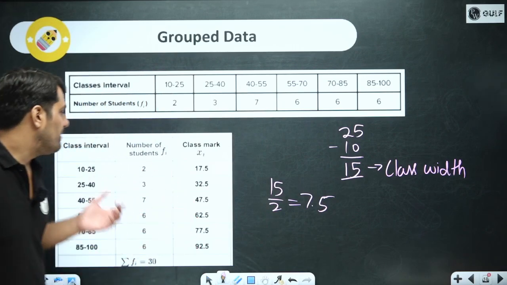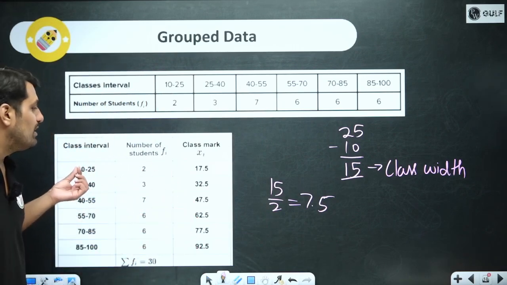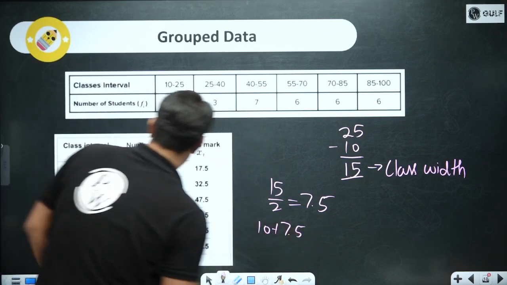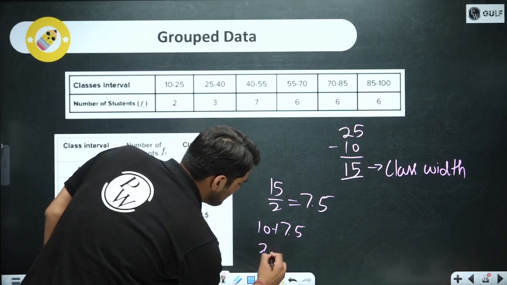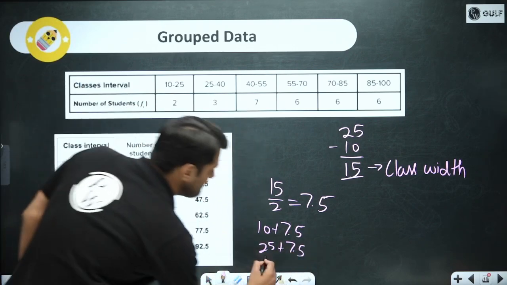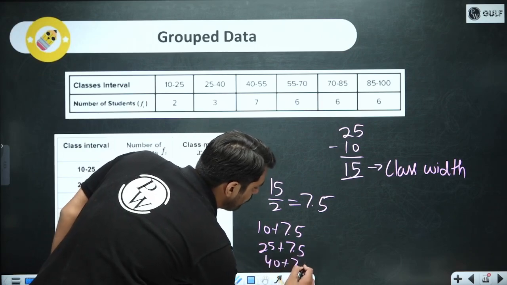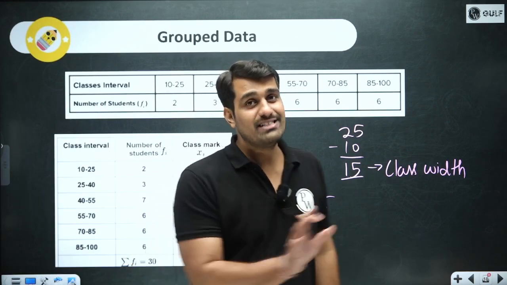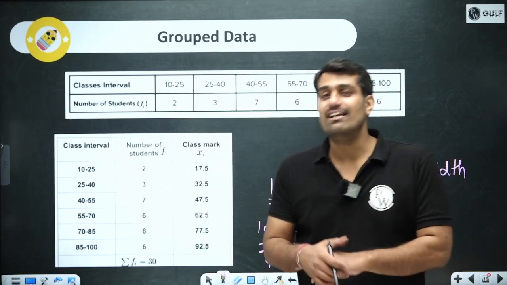So the mid value would be from the lower limit. So 10 is the lower limit. So 10 plus 7.5. Next one, 25 plus 7.5. Next one, 40 plus 7.5 and so on. You are going to find out the class mark. So don't get confused about the class mark at least. This is the first and the most basic thing. Repeat it each and every time.